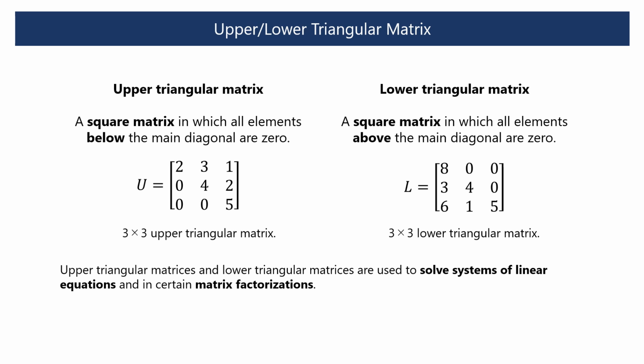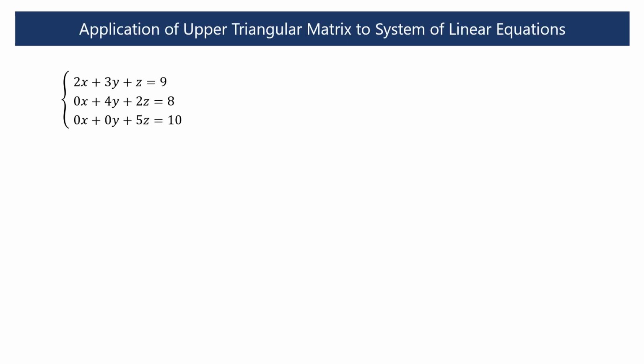Upper triangular matrices and lower triangular matrices are special cases of square matrices and are used to solve systems of linear equations and in certain matrix factorizations. Let's see an example of how this upper triangular matrix is useful to solve systems of linear equations.